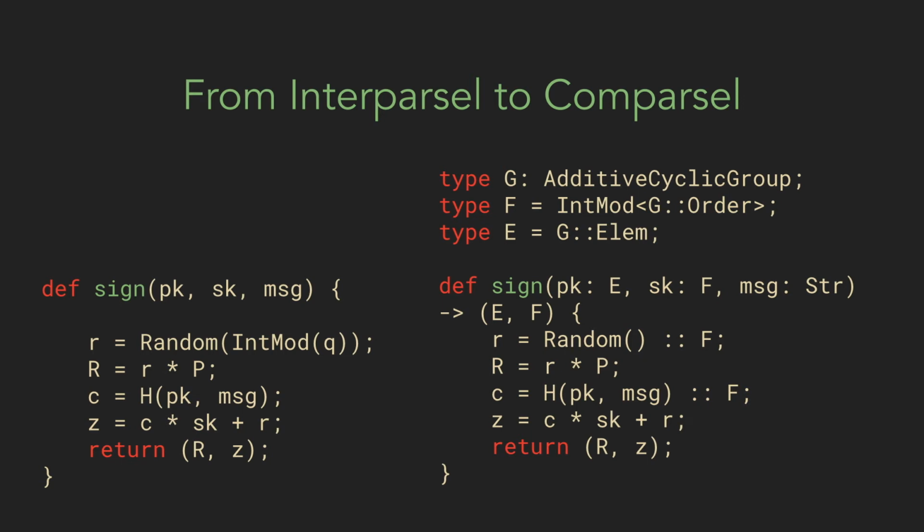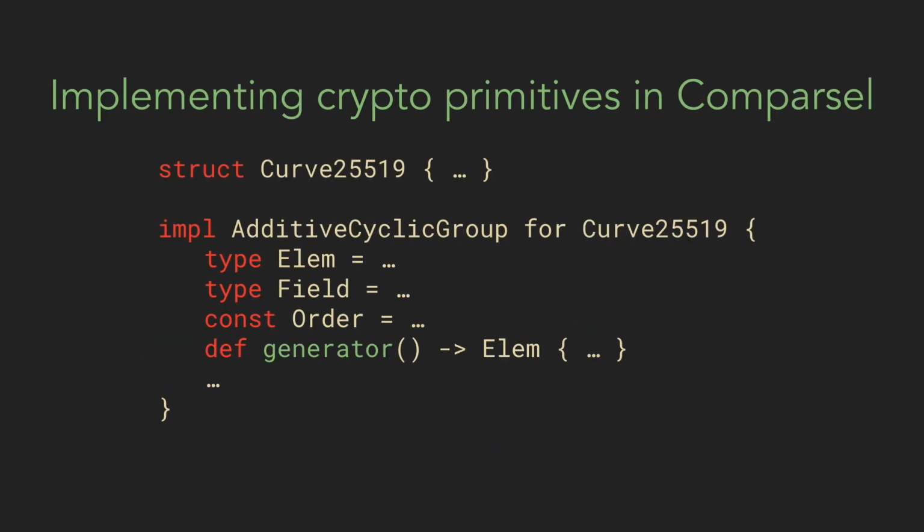To run this code, we need to actually implement a high-performance additive cyclic group for our deployed code to use. Let's say we want to build an implementation of curve 25519 to use for signing. We would first define the representation and operations, for example, using comparsel primitives or by linking to an existing library written in another language. And then we would implement an instance of additive cyclic group for curve 25519. Even though our Schnorr signature uses this high-performance primitive, the low-level description of the primitive is still separate from the high-level description of the protocol.